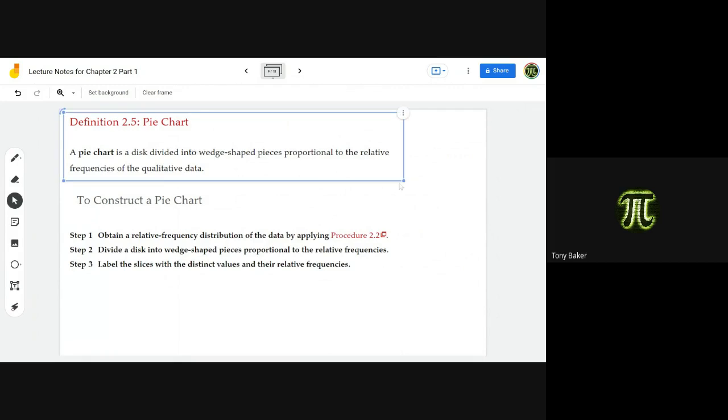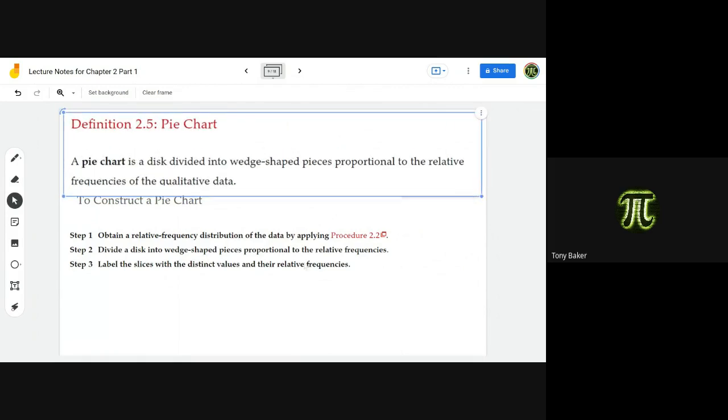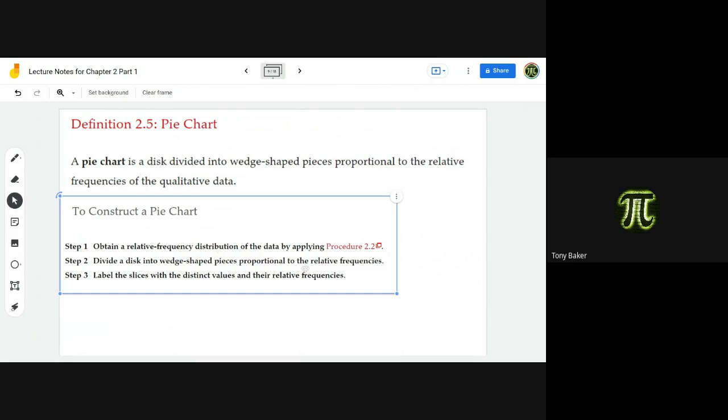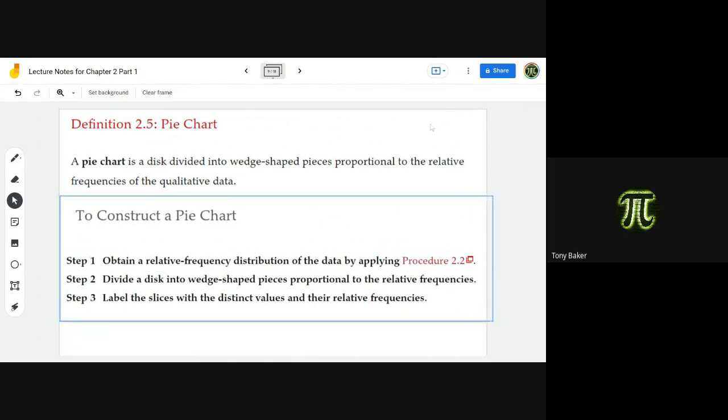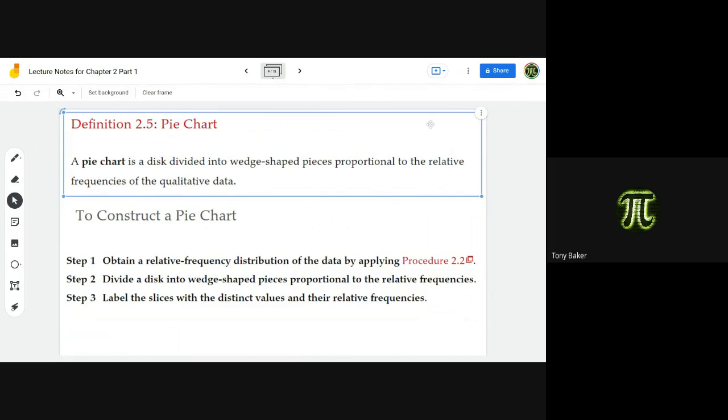Now, the best way, and actually one of the few ways that you should ever use a pie chart: pie charts have to be based on relative frequencies. Okay. So a pie chart is just divided into wedge shapes with portions proportional to the relative frequency of the qualitative data. You obtain the relative frequency, you divide the circle into the portions, and you label them.